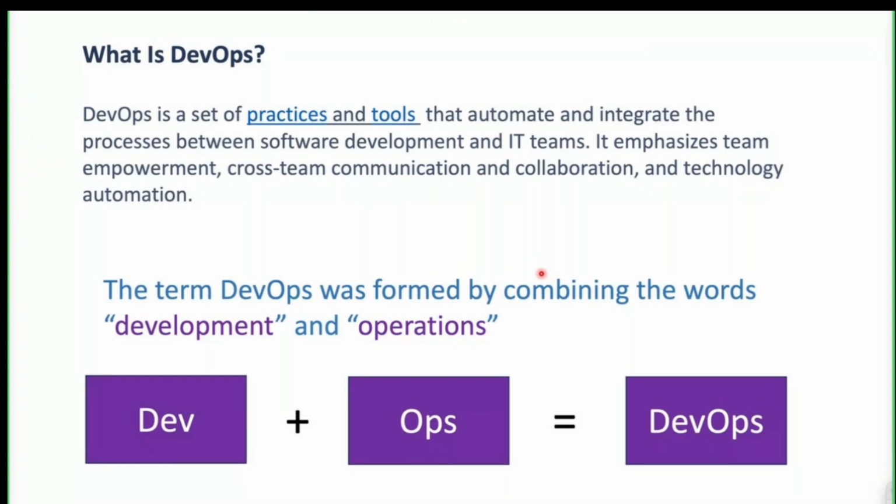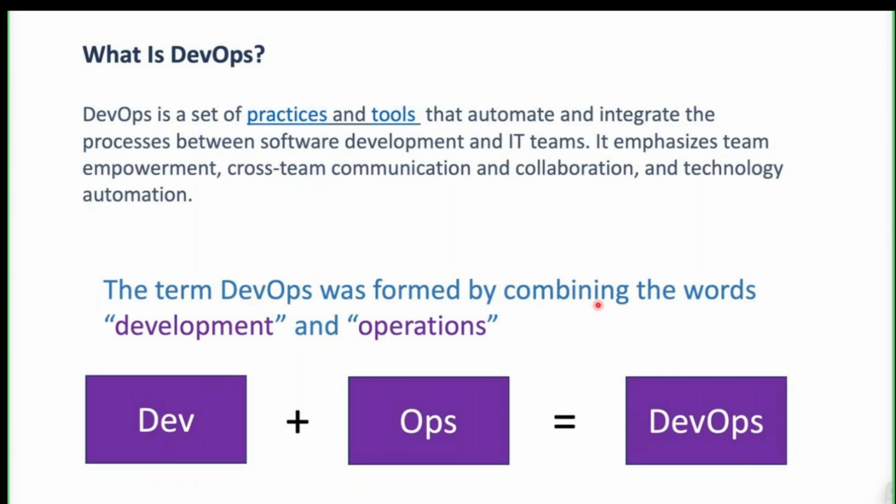So what is DevOps? DevOps is not a specific tool. Just understand that DevOps is a culture. DevOps is a kind of practice, a practice with a set of tools, to integrate the software development team and the IT team. If you split DevOps, it is Dev plus Ops: developer plus operation. That's called DevOps.